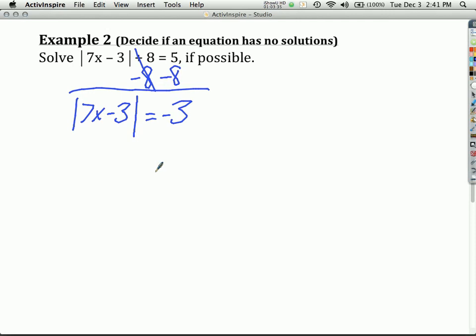What's the next step after we isolate the absolute value? What's the next step, Nathaniel? Yeah, make the two equations. Very good. But there's a problem here. Does anyone know what the problem is? What is the problem? Because this is not like the ones we've done so far. There's something different. Chris?